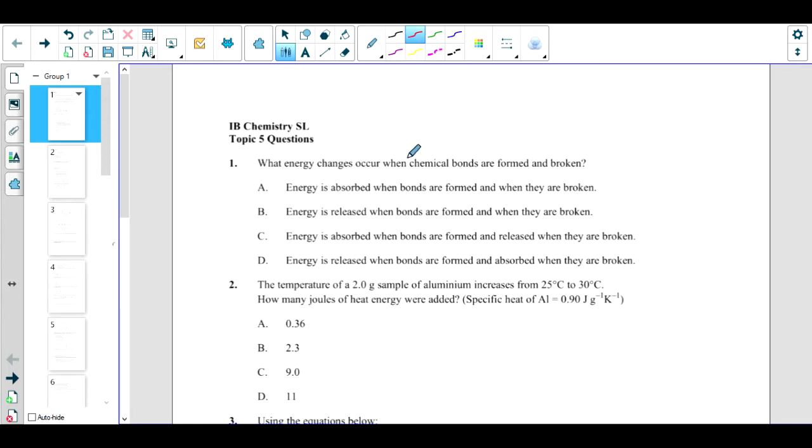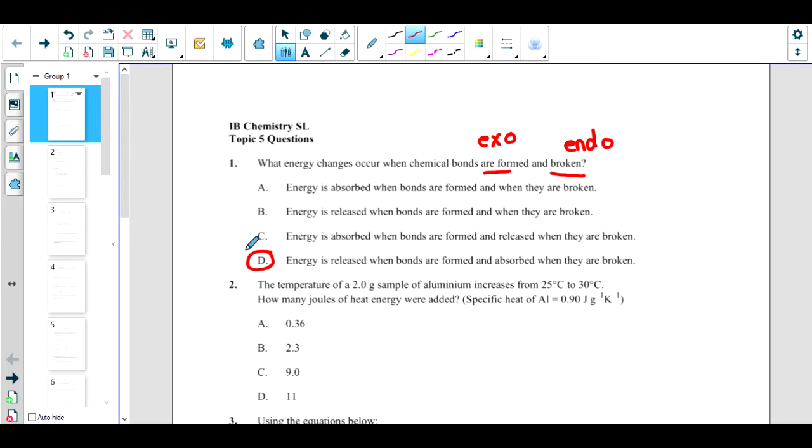What energy changes occur when chemical bonds are formed and broken? We know that bond breaking is an endothermic process and bond formation is an exothermic process. When you want to break a bond, you have to give energy, and when bonds are formed, they release energy. So according to this concept, we can say that energy is released when bonds are formed and absorbed when they are broken. Because they release energy, this is called exothermic.